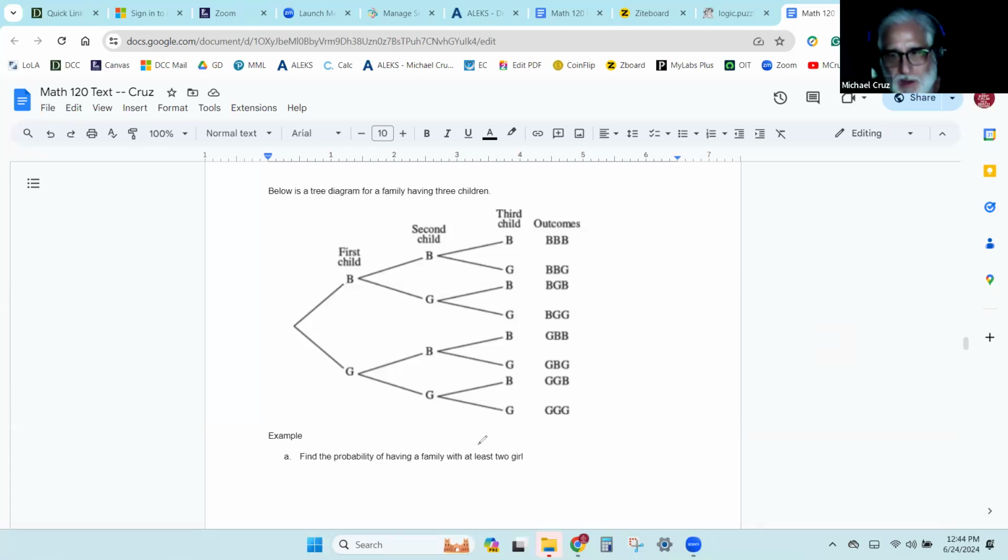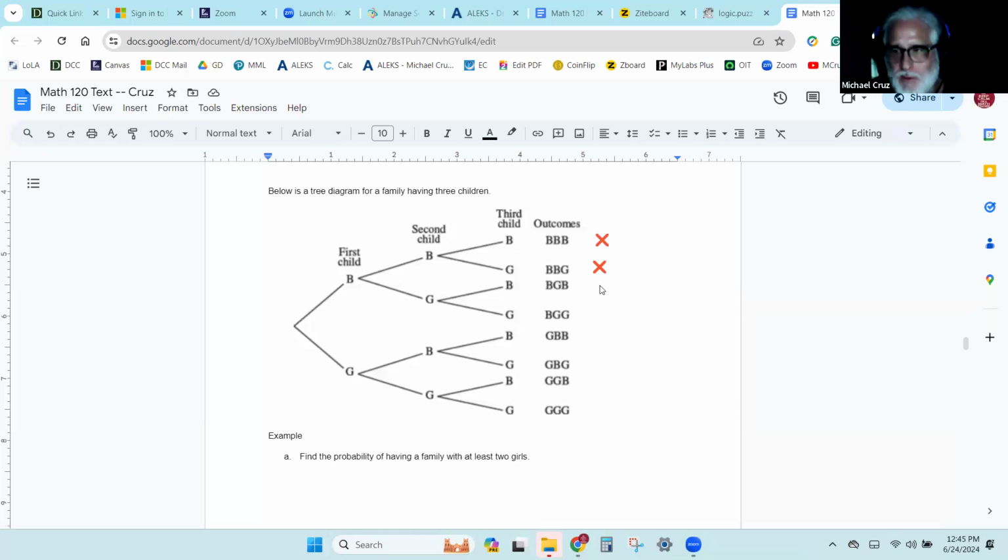So find the probability of having a family with at least 2 girls. So we already got the sample space. How many of these have at least 2 girls? The first one, boy, boy, boy, doesn't have any girls. Boy, boy, girl, that's only got 1.